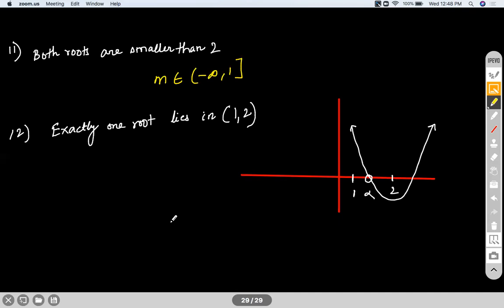F of 1 greater than 0. What if you get f of 1 as a constant? F of 1 as a constant. Okay. 0 to 3. Let it be. No worries. Okay, then there'll be a point, I guess. I don't know. Let's see. And f of 2, minus b by 2 less than 2.